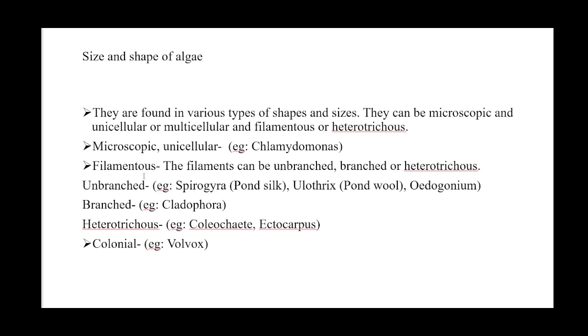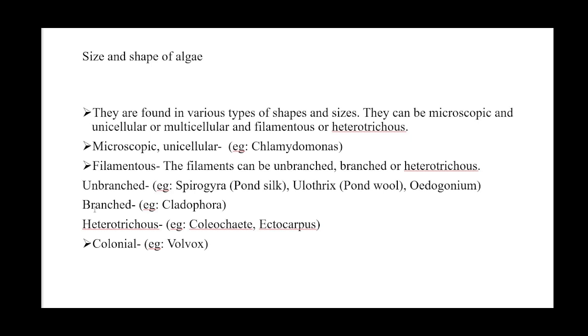Algae that are filamentous can be of three types: unbranched, branched, or heterotrichous. Algae with unbranched filaments are Spirogyra, Ulothrix, and Oedogonium. Spirogyra is also known as pond silk. Ulothrix is also known as pond wool.